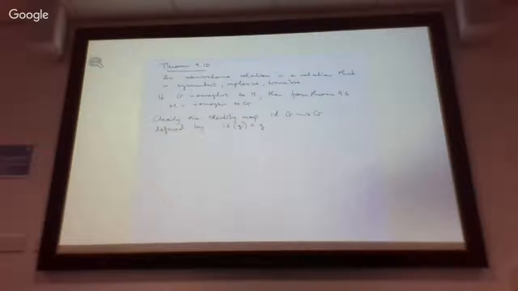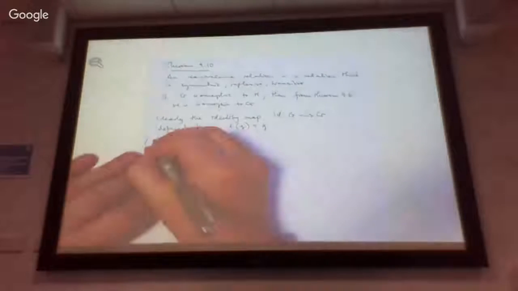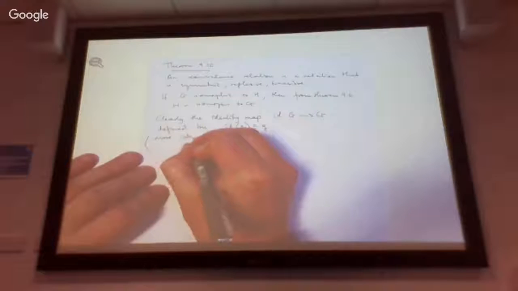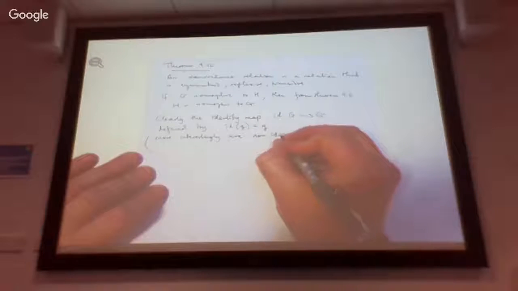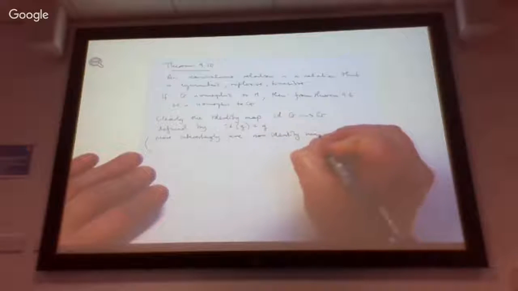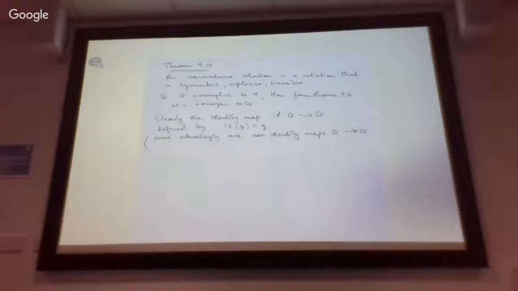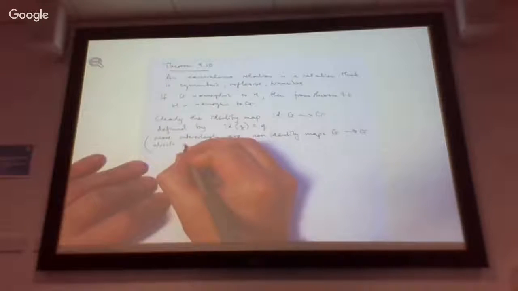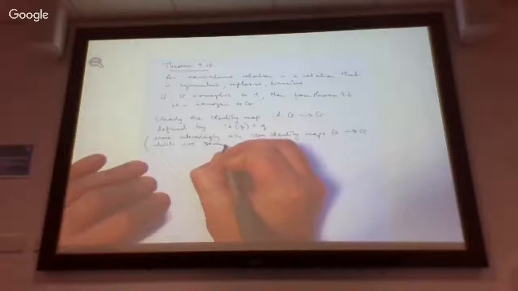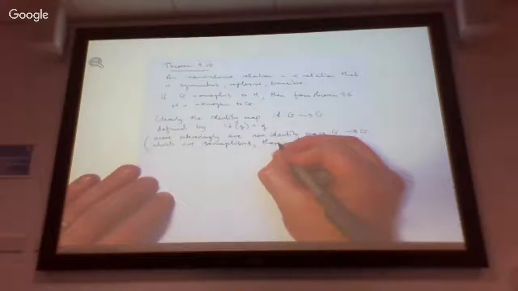But more interestingly, and this is something which will come up later on, are non-identity maps from G to itself. Those are other ways of mapping a group to itself which are isomorphisms. So bijective maps from a group to itself which satisfy the homomorphism property. These are called automorphisms.